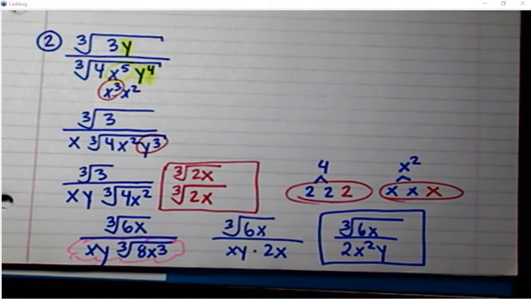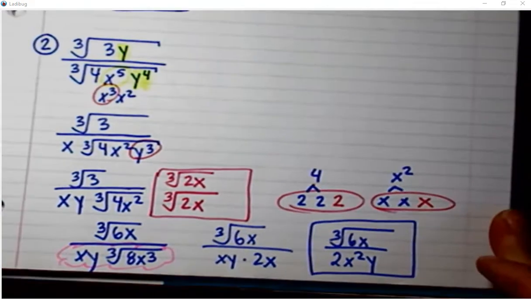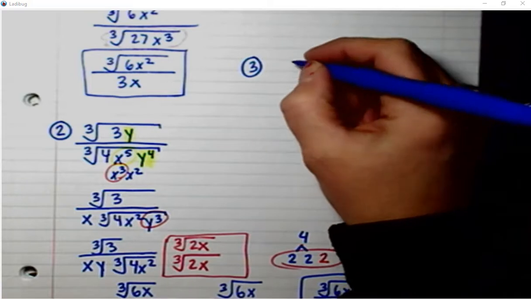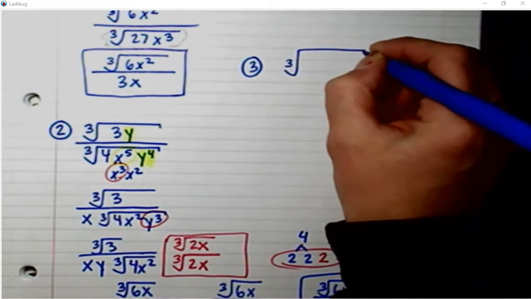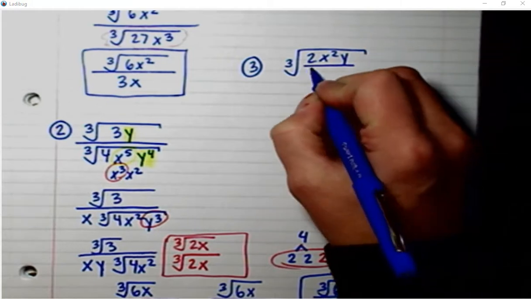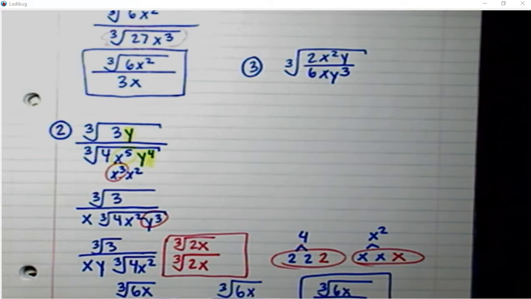You ready to try a cube root all on your own? Yes, you can do it. All right, you're getting there. I'm just going to squeeze it up there. Okay. Oh, that's a mean problem. Oh, perfect. Okay. Cube root of 2x squared y over 6xy cubed. All right. Go for it.